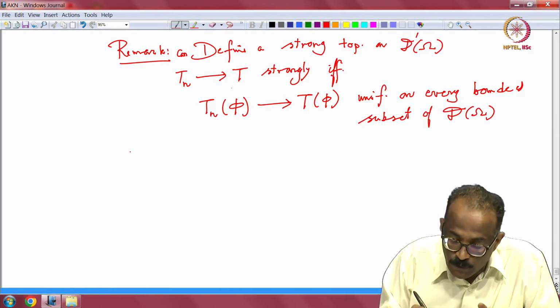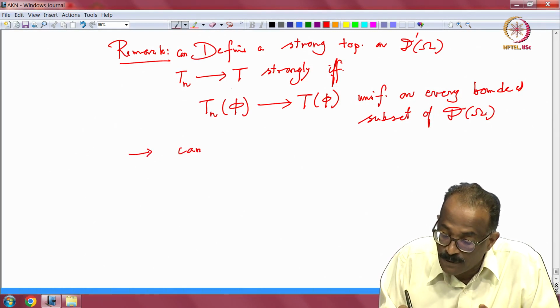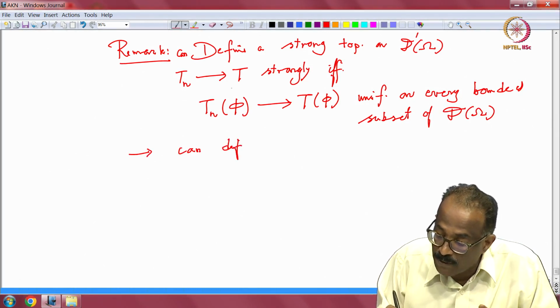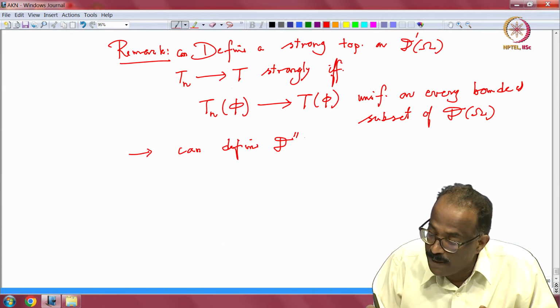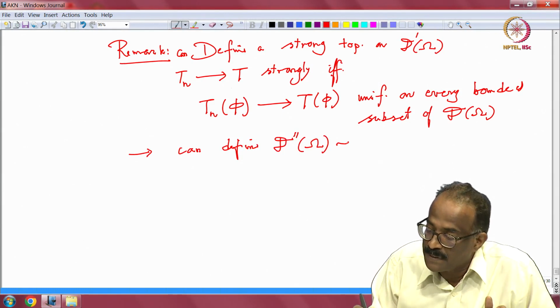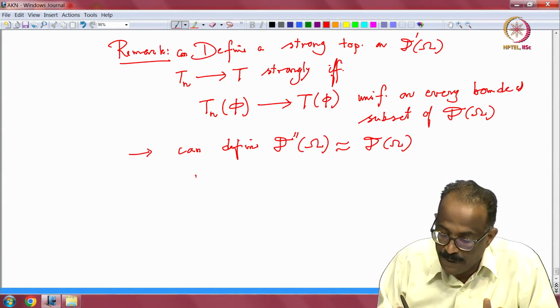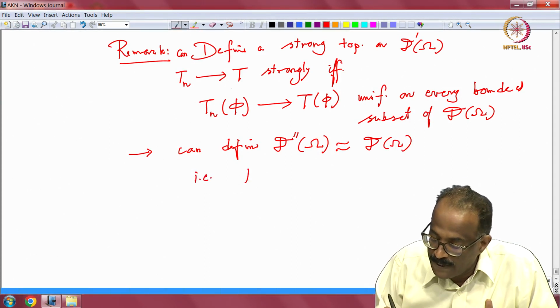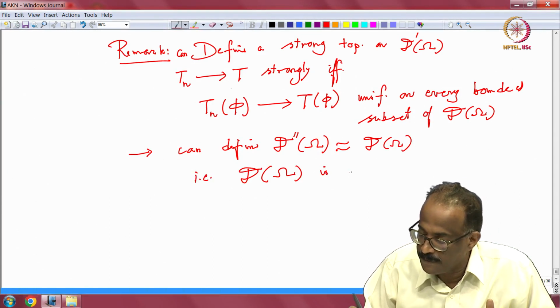Under this topology, once you have a strong topology, you can also define your D double prime of omega, and it can be identified with D omega. That is, D omega is a reflexive space.